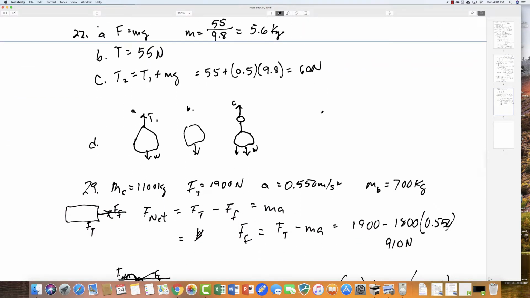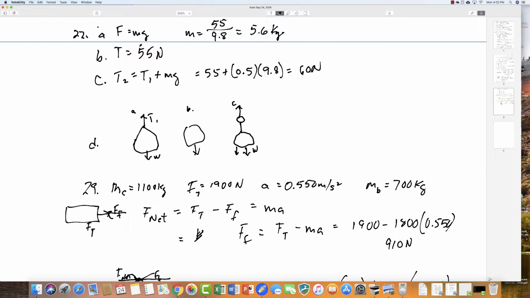Problem number 22 states the following. Consider a baby being weighed in figure 4.34. What is the mass of the child and the basket if the scale reads 55? Well, the force is equal to the mass times gravity, so mass will be equal to the force divided by gravity. The force is 55, gravity is 9.8, so the mass of the baby in the basket is 5.6.